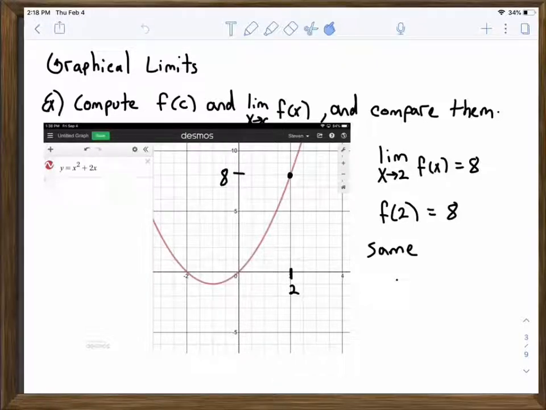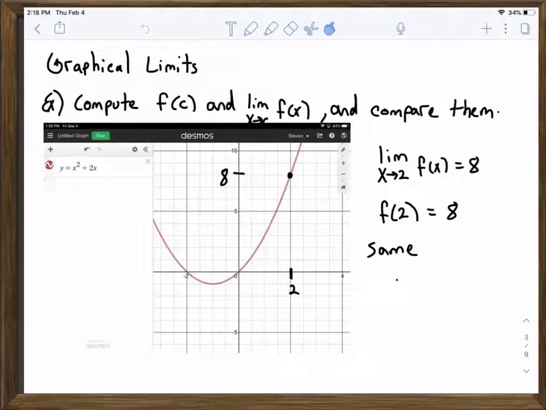And this will help us to do a couple of things. It will help us to understand how to find limits graphically, and it'll also help us to understand the difference between the limit and a function value. So our first example here, we're graphing the equation y equals x squared plus 2x. So I have that graph.